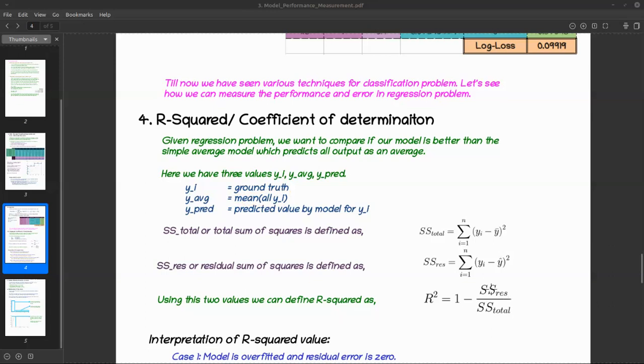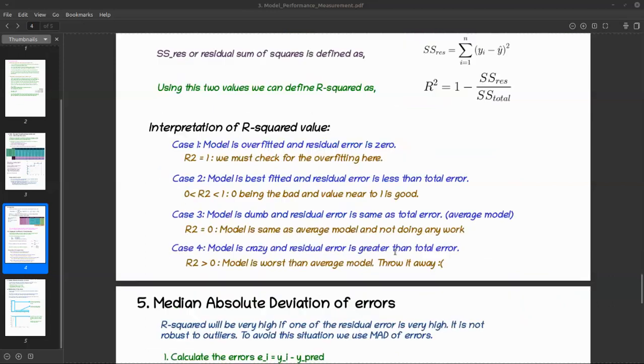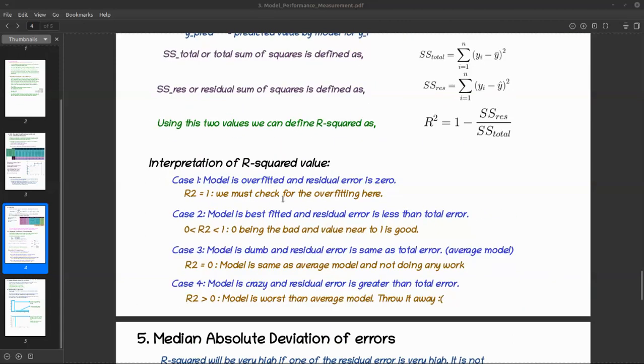Now let's take one more example. If your residual error is very low, less than SS total, then what will happen? The ratio SS residual divided by SS total will be less than 1, because SS residual is less than SS total. It's something like 2 by 3, 4 by 15, so it is always less than 1. So 0 to 1, correct? So your R squared value would be 1 minus a value from 0 to 1, so it's 0 to 1 only. So 0 being the bad and 1 being the good, right?